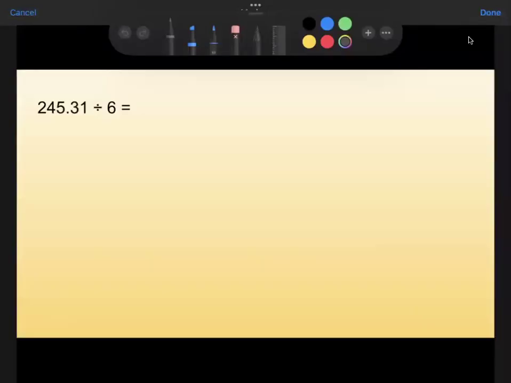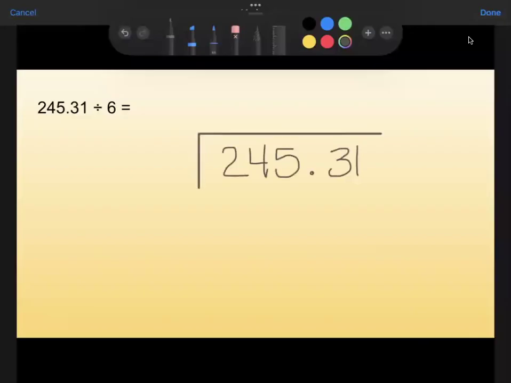Okay, here is our next example. We're going to take 245.31 and divide it by 6. So I'm going to go ahead and write out 245.31, put a division bracket around it, and put a 6 on the outside. So 6, oh, wait, before I start, I got to move this decimal up into the answer space right above where it is in the problem. So I'm going to go ahead and do that. And then I can go ahead and erase this decimal.